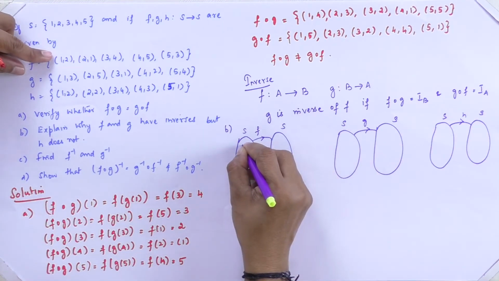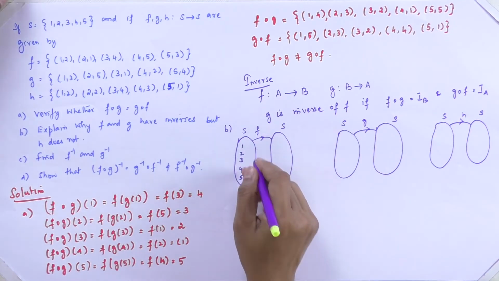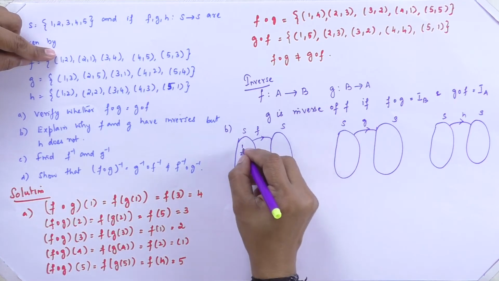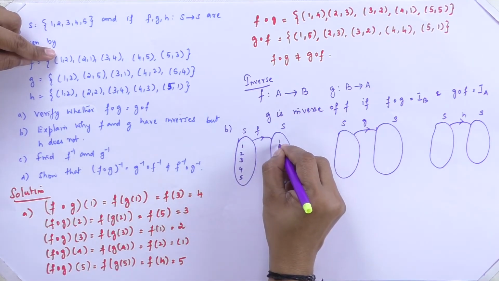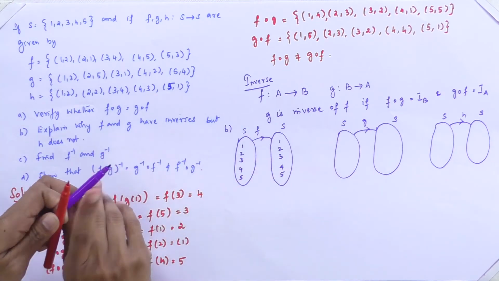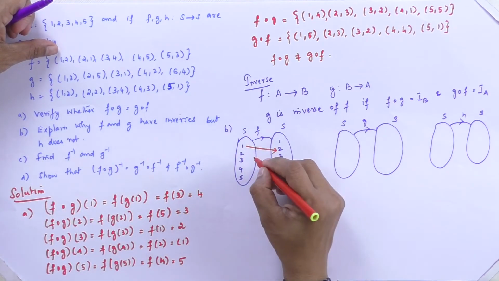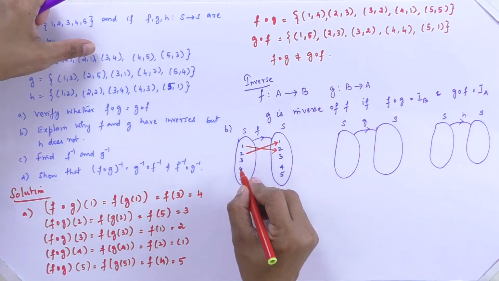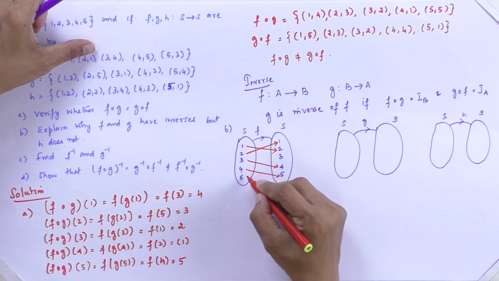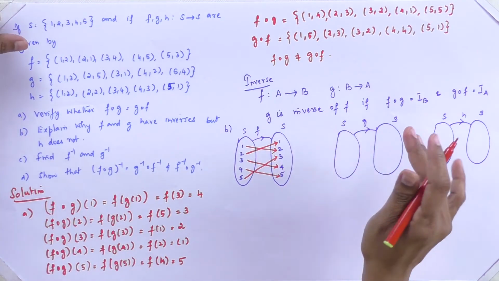So I have 1, 2, 3, 4, 5 elements in the domain set of the function F. And how are all these mapped? Again I have the same elements, so I'll write them. 1 is mapped onto 2, 2 is mapped onto 1, 3 is mapped onto 4, 4 is mapped onto 5, 5 is mapped onto 3. For the time being, just keep it aside.